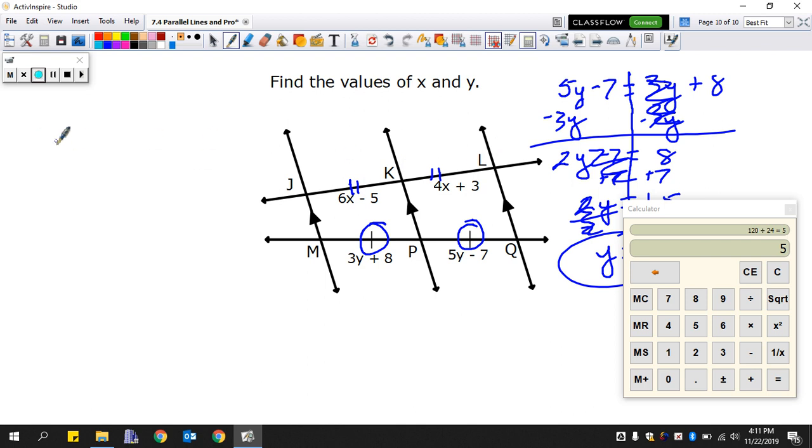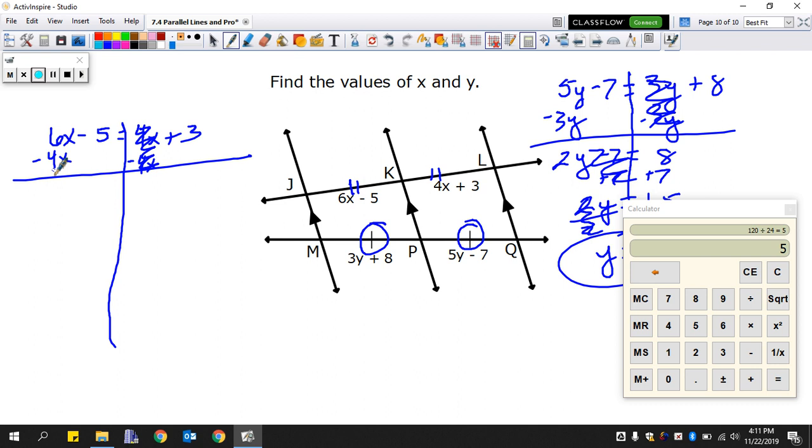So we can go through the same thing. 6x minus 5 is equal to 4x plus 3. We're going to solve for x. Subtract 4x: 6x minus 4x is 2x, minus 5 is equal to 3. Add 5 to both sides. 2x is equal to 8. To get x by itself, you divide by 2, and x is equal to 4.